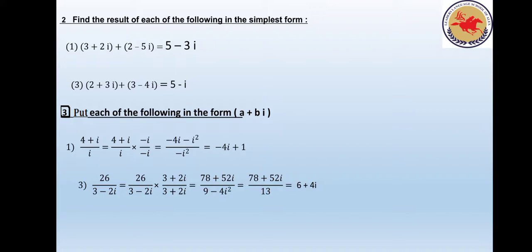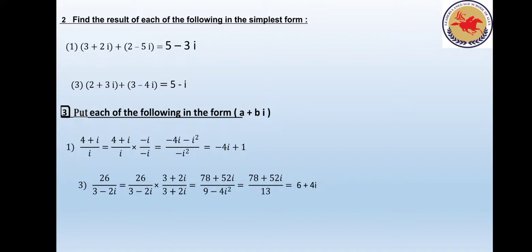Number 3, the same way, 26 over 3 minus 2i. What do we do if we have i in the denominator? Multiply by its conjugate. Then times 3 plus 2i over 3 plus 2i. Equal, then distribute: 26 times 3, then 26 times 2i. And in the denominator we have 3 minus 2i times 3 plus 2i. They are conjugate for each other.